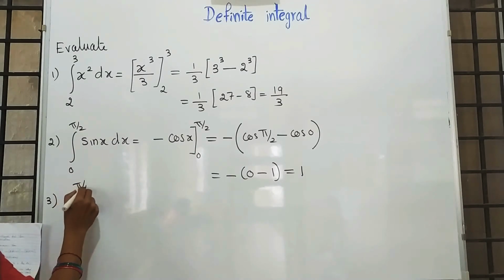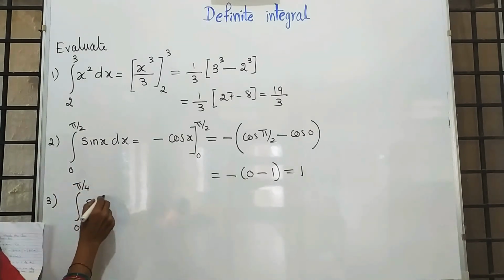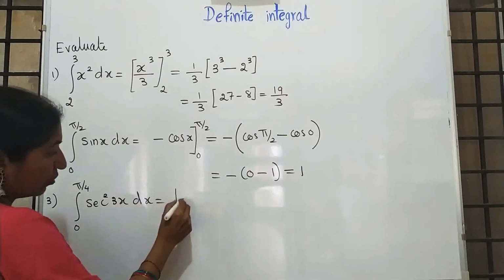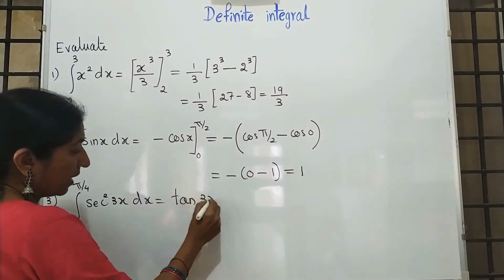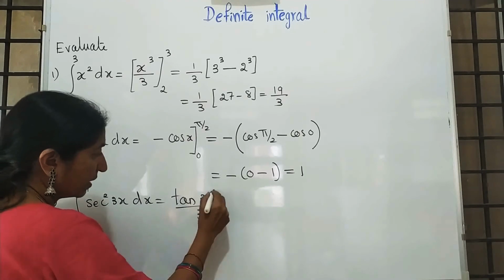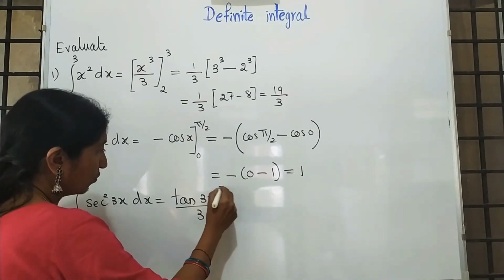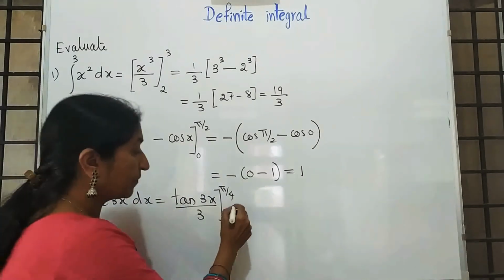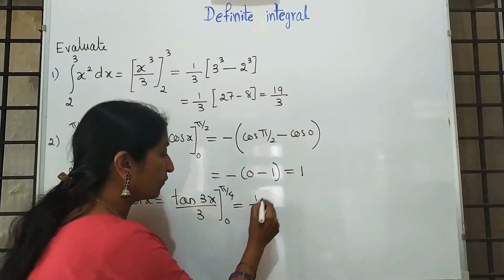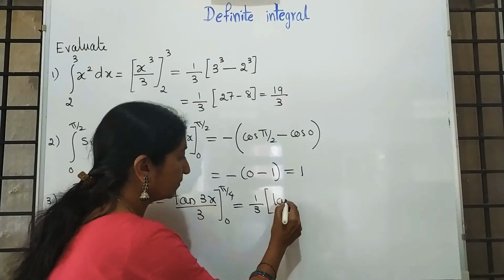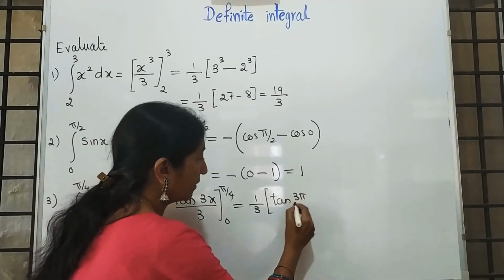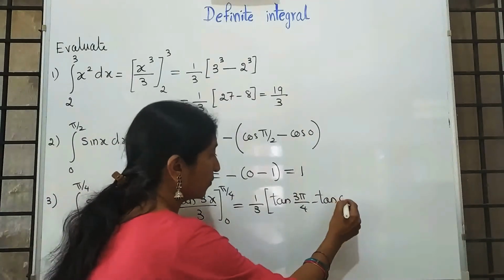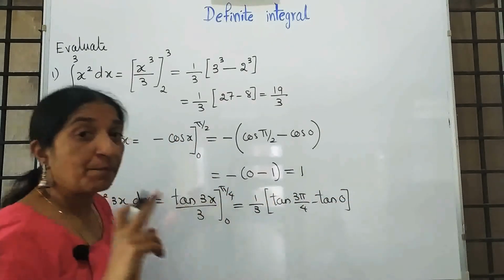Integration from 0 to pi by 4 of secant square 3x dx. Integration of secant square is tan 3x upon 3, from 0 to pi by 4. See, I am writing the limit only on one side. 1 by 3 constant. First I am writing the upper limit. Tan 3 pi by 4 minus tan 3 into 0, which is 0. Tan 3 pi by 4.